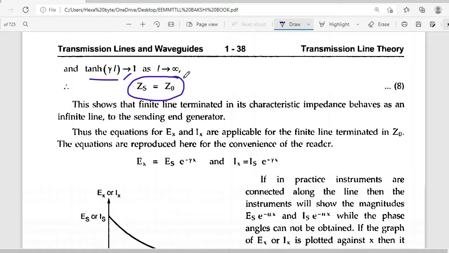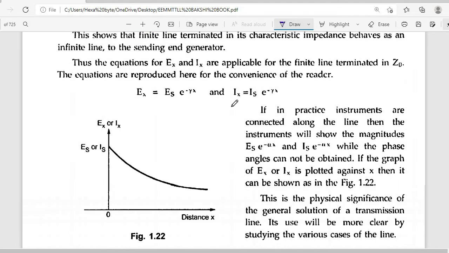So two cases: if L is going to be infinite line, then ZS is equal to Z0. Two cases we are getting the same characteristic impedance. Where L tends to infinity also, ZS is equal to Z0, we are getting characteristic impedance. Thus the equations for EX and IX are applicable for a finite line terminated in Z0. These equations are reproduced here for the convenience of the reader.